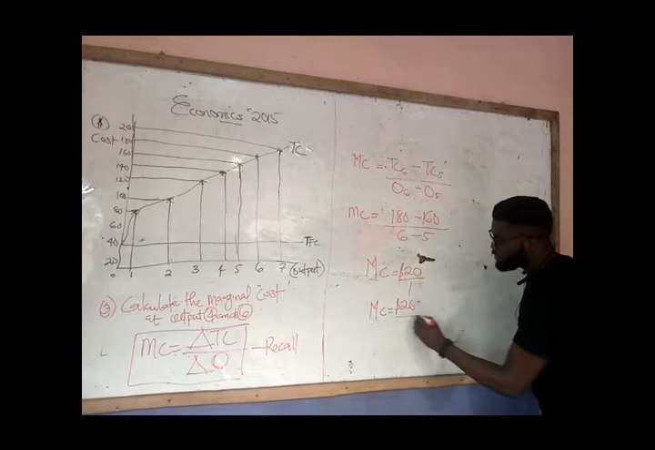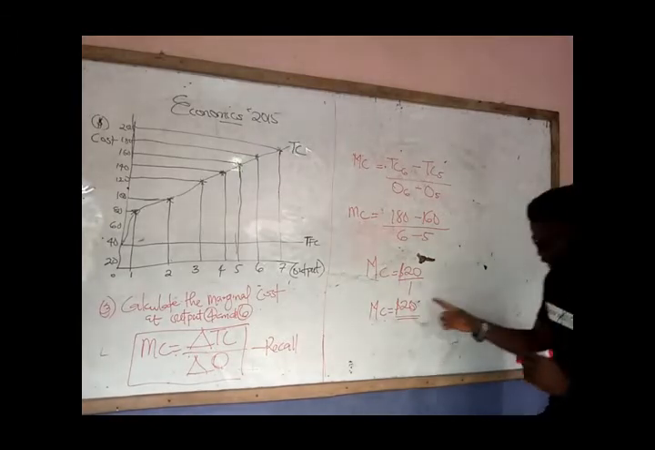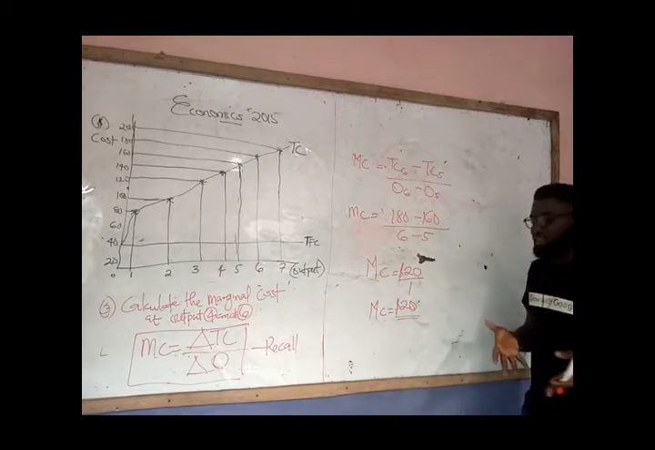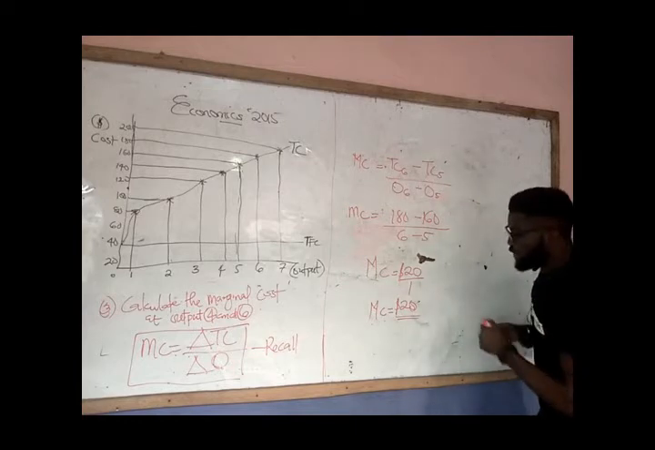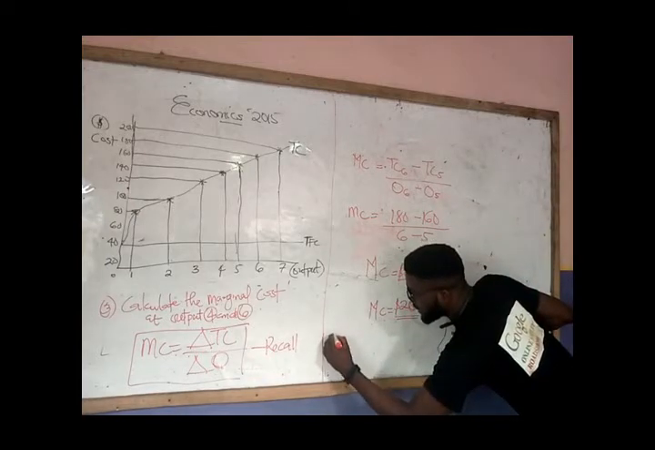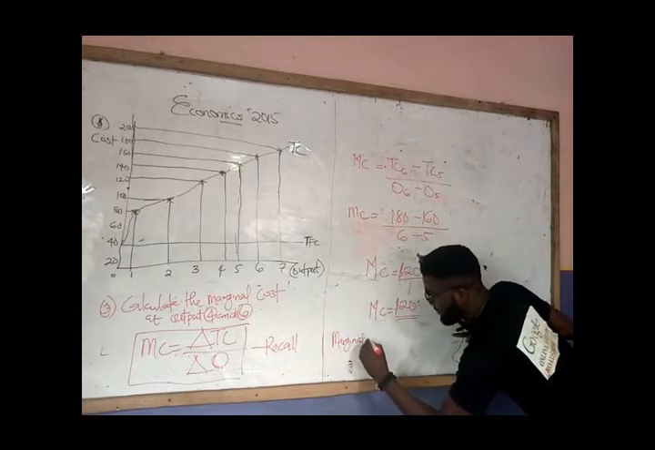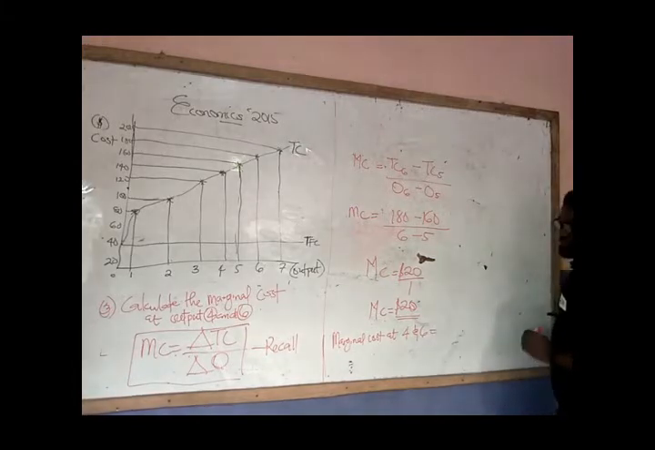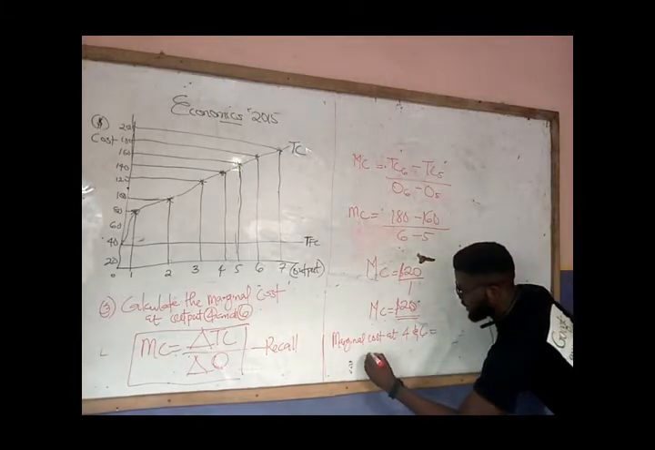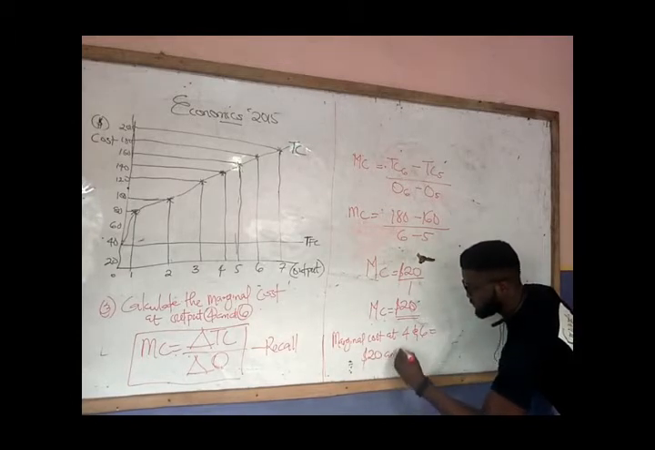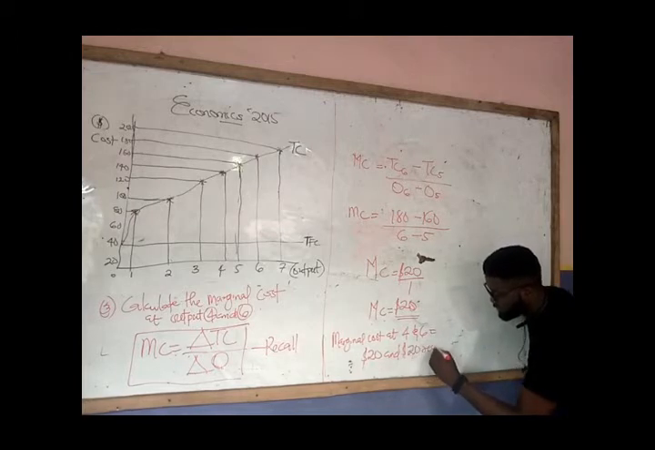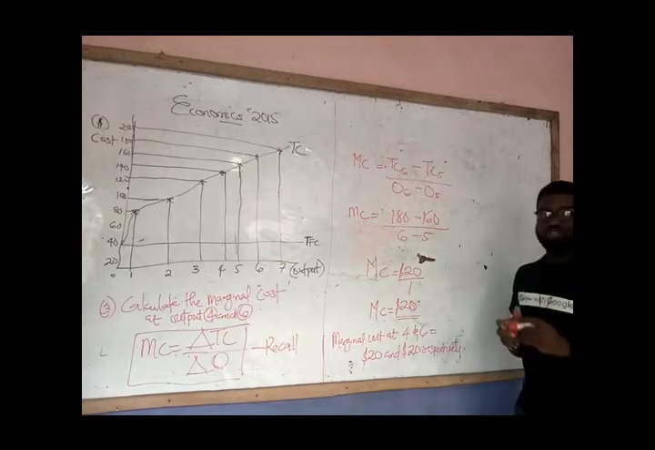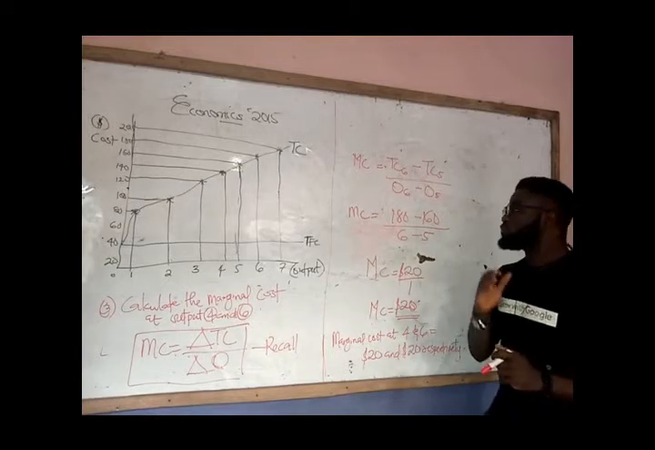So therefore, our MC equals $20. I'm sure you will find out that this one and the first one, that's for output 6 and output 4, they are the same. That's the confirmation that you are right. So don't forget the technique I told you the other time. You don't say just marginal cost, you say marginal cost at 4 and 6 equals $20 and $20 respectively.